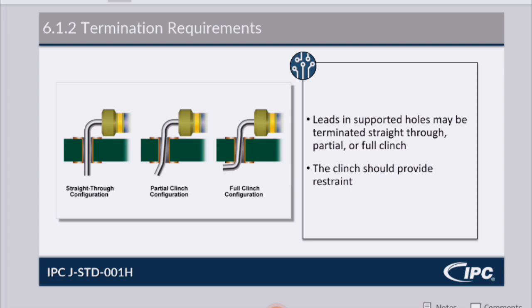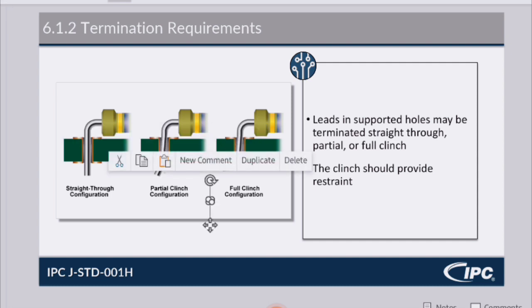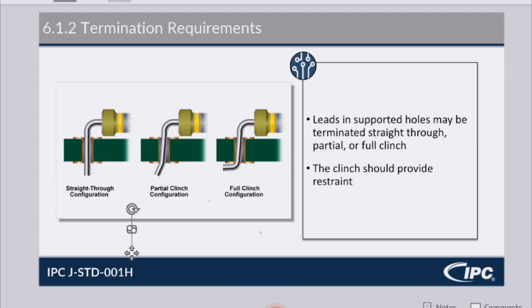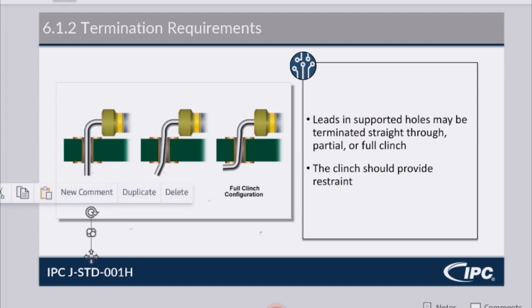6.1.2 termination requirements. Component leads and supported holes may be terminated using a straight through, partially clinched, or clinch configuration, as shown in these pictures. The clinch should be sufficient to provide mechanical restraint during the soldering process. Why we do this is because we solder on the bottom, so when we install these components, we want to clinch, we want to bend this so it stays in place. Because when you flip the board over, it's going to fall out if you don't. If you have it just straight through here, it's going to fall out. So you don't want it to fall out.